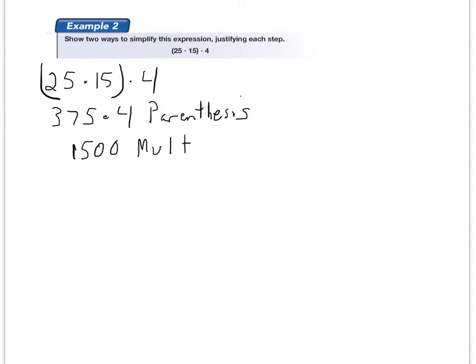So justify each step means pretty much just tell me what you did. Okay, I did the parentheses or why I was able to do something. So I did the parentheses first because that's what PEMDAS says, and then I just multiplied what's left. Okay, and that's fine and dandy if you have a calculator. But let's say you didn't have a calculator and you needed to quickly compute this. Okay, or you wanted to do it faster than a calculator could. Well, we can arrange these numbers in a different way to make this a mental math problem. Okay, and here's what I mean by that.